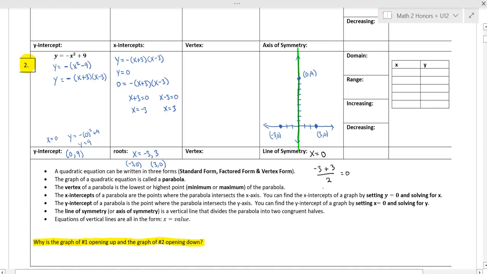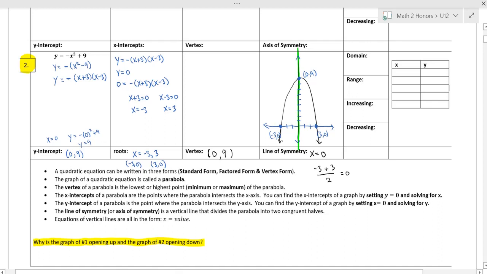Now the vertex and the line of symmetry always share the same x values. The vertex is a point, and it's going to be at 0 something, and we actually have that. Our y-intercept is the vertex in this case, right? So if we drew this, we'd see that the vertex and the y-intercept are the same.